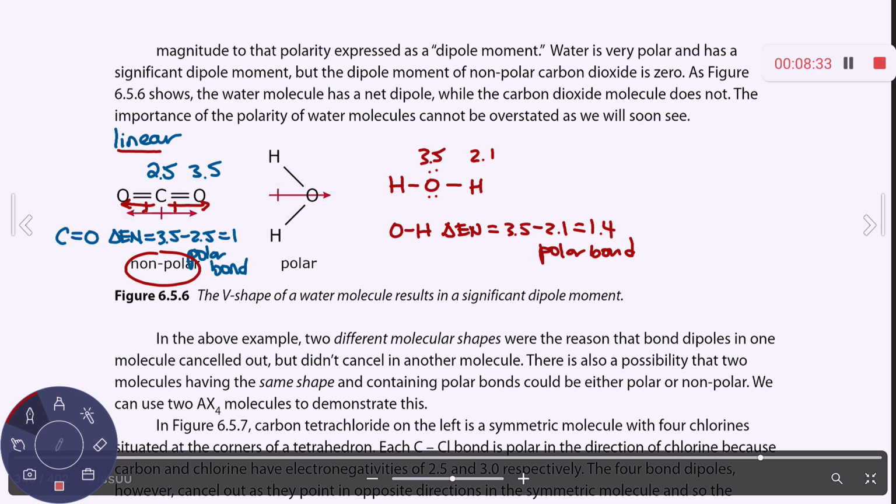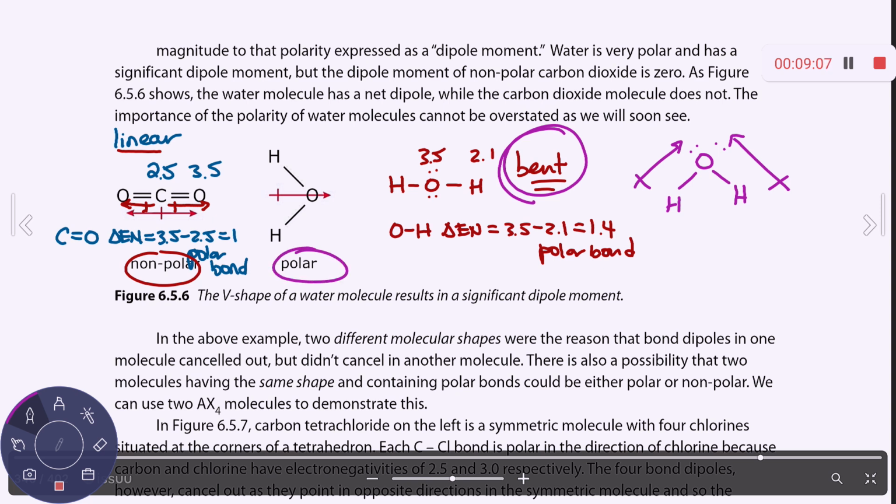So then I can go to the next question in the flow chart, which is, is this a symmetrical shape? This is AX2E2. This is bent. Bent is not a symmetrical shape. That means the bond dipoles don't cancel out. What you'll often see them do with water is they will draw water with the dots on top, and it'll look like this. You've got arrows pointing towards the oxygen because it's more electronegative. These bond dipoles do not cancel because bent is not a symmetrical shape. So that's why this is a polar molecule. Okay?